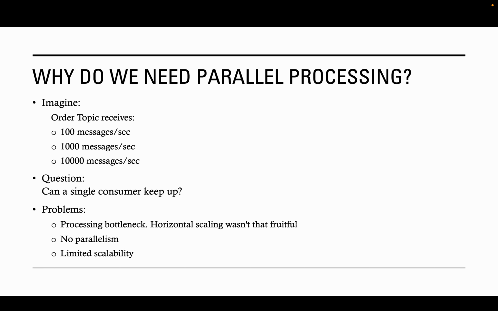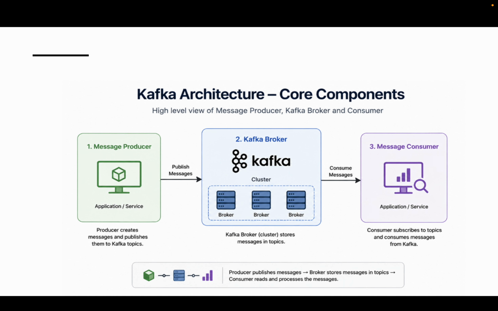There are many problems with a single consumer, right? There is a processing bottleneck. Even if we scale horizontally, it will not be fruitful to a great extent. There is no parallelism and there is limited scalability. After a certain point, single-threaded consumers are meant to fail because of the processing bottleneck that they have. Now, what is the solution for this? And why did Kafka come in, and what is the bigger problem Kafka is solving? Because a similar concept existed before also, right?